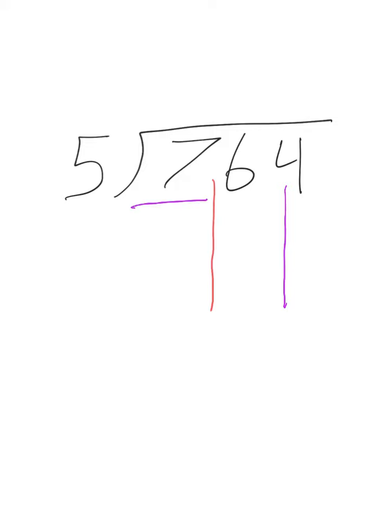5, the next would be 10, so that's too much. So we do 5, 6, 7. Our 2 dots gets moved over. Our 6 comes down next to the 2. You always bring down that next number to work with.